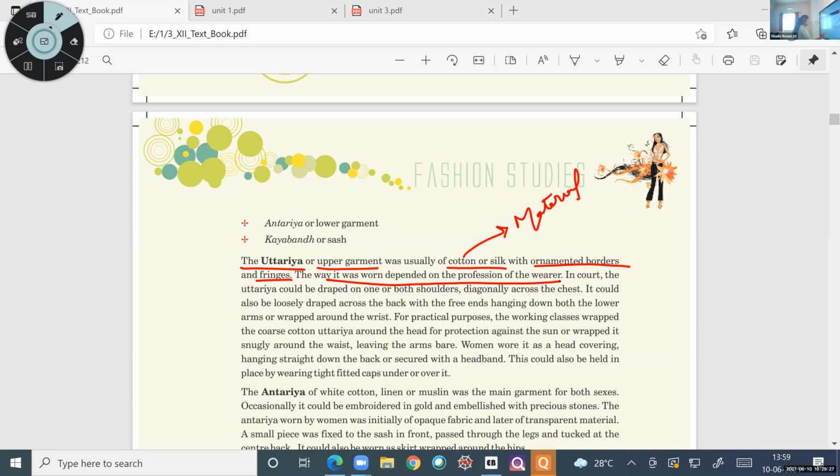Antariya of white cotton, linen, or muslin was the main garment for both sexes. So what is Antariya? Antariya is a lower garment made of cotton, linen, or muslin, which was a unisexual garment. Unisexual means used by both men and women.